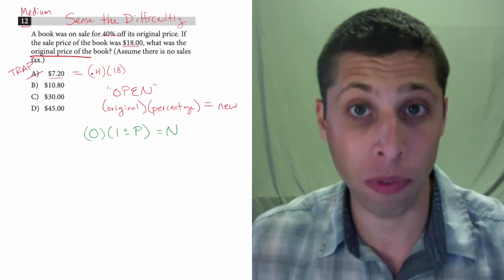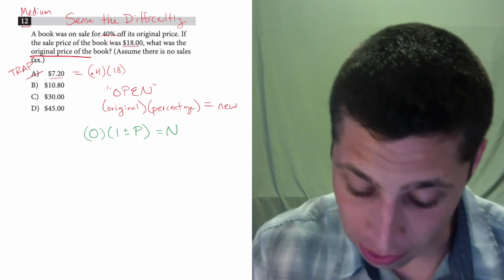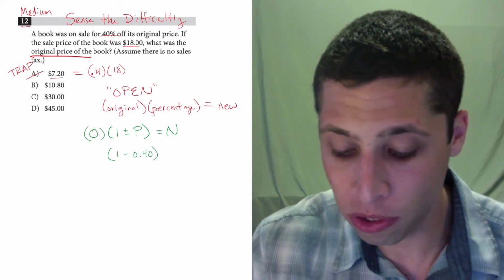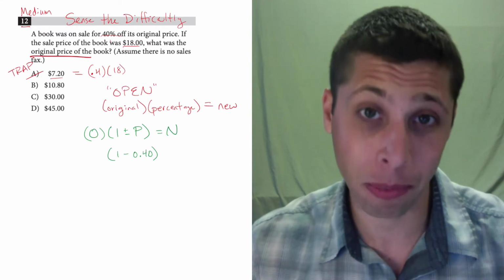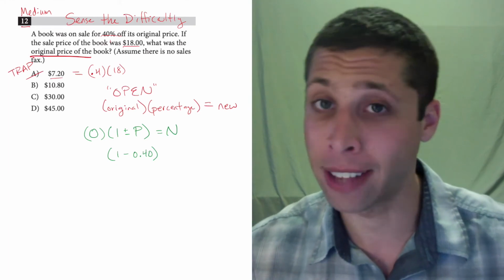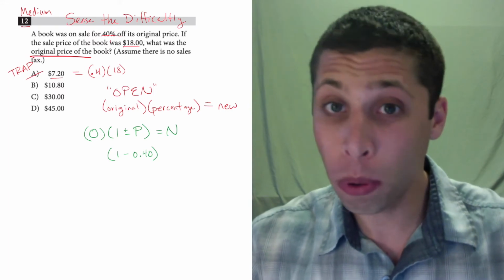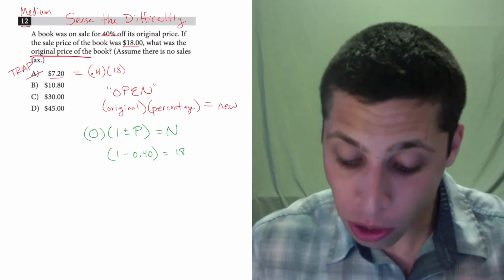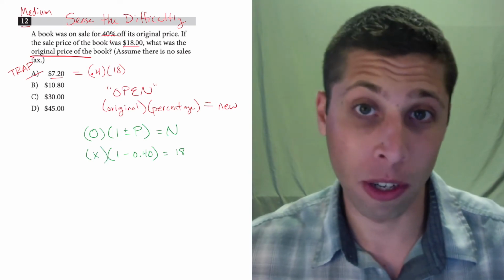So let's see how these numbers would fit into this equation. A book was on sale for 40% off its original price. So that's going to be 1 minus 0.40. When we talk about percentages, we're almost always thinking of them as decimals when we're doing the arithmetic. So 40% becomes 0.40 as a decimal. And then it says if the sale price of the book, the new price of the book, were $18, what was the original price? So this is the key here. The original is the thing we don't have.